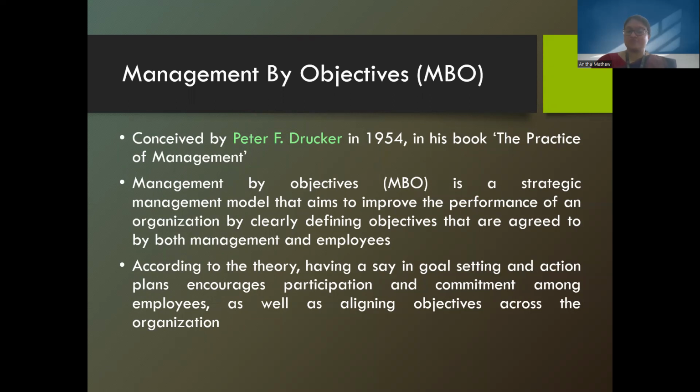MBO is a strategic model that aims to improve the performance of an organization by defining objectives that are agreed by both the management and the employees. So, what are the targets that we need to have? What are the goals for the particular period? For example, the next 3 months, or the next 6 months, or the next 1 year is jotted down with the agreement of both the management as well as the employees.